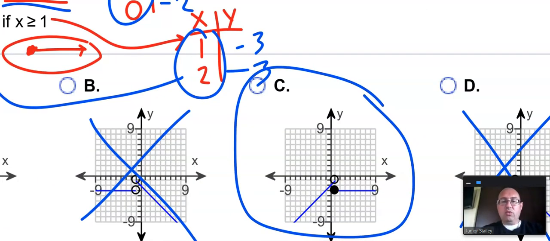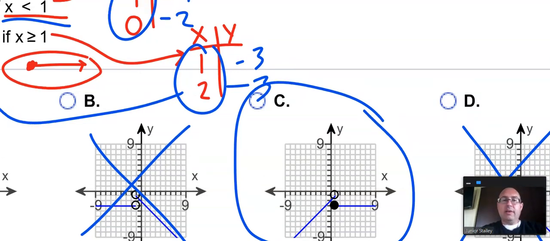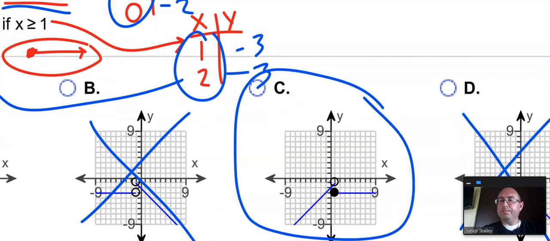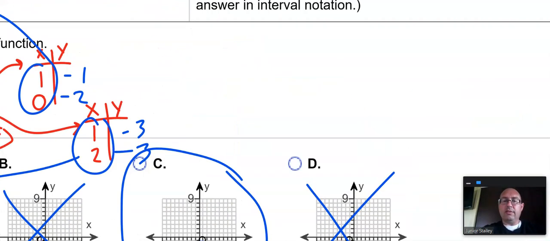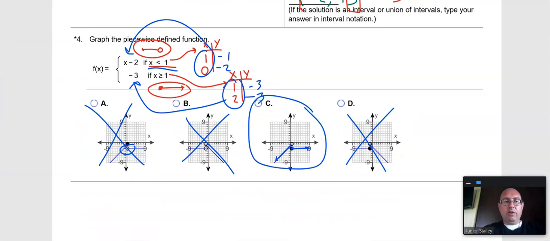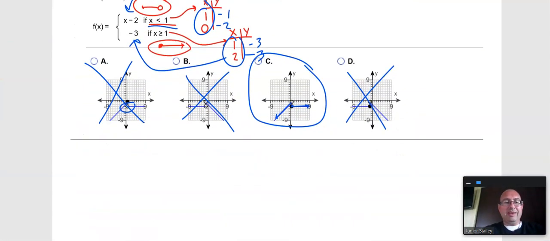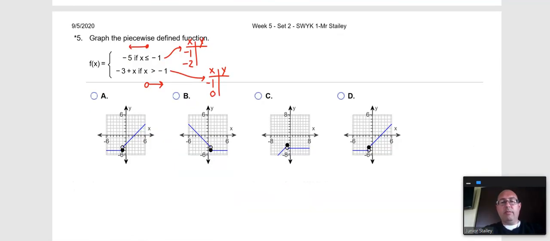So letter choice C is the only one that has even a remote possibility. It's got the open circle where we need it to be at 1, -1, and then it goes to the left, whereas the closed circle is on the horizontal line going to the right. Okay, do they ask me more information on that question? No, that's pretty much the end of that question. Moving on to number 5.